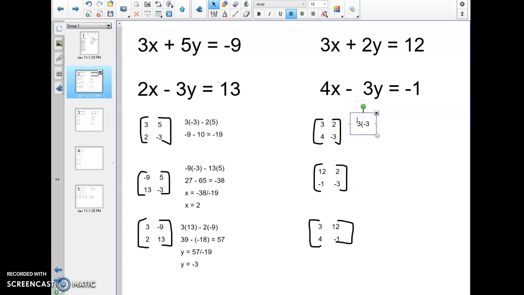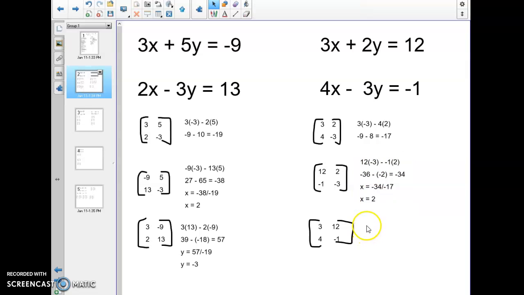Here we're doing 3 times negative 3 to get my denominator, minus 4 times 2. And this is negative 9 minus 8 equals negative 17. Be very careful. A common mistake here is people are going to want to put down negative 1. It's negative 17. You've got to be aware of signs at all times. 12 times negative 3 minus a negative 1 times 2. Well, that's negative 36 minus a negative 2, which gives you negative 34, which means my x equals negative 34 divided by negative 17. My x equals 2.